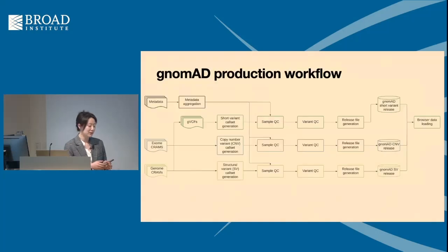So I know this is very overwhelming as a workflow, but this is the workflow for version 4, and you'll see that there are 3 streams here. The first one is for the short variant call set generation, and this includes calls from both the exomes and the genomes. We also have a pipeline here in the middle for copy number variants, and these were only called on the exomes. And then finally, we have a pipeline for the structural variants, and these were only called on the genomes.